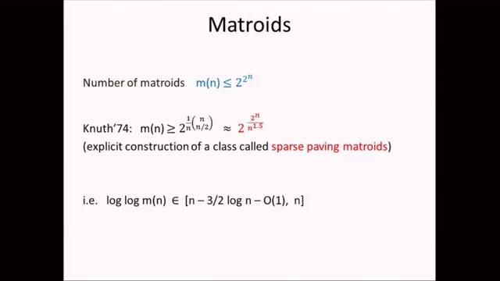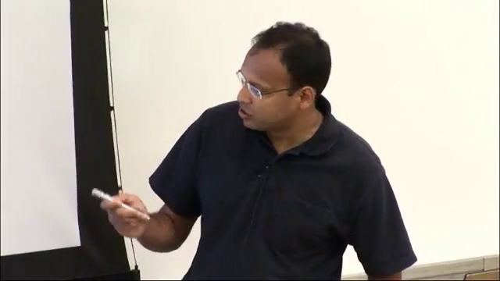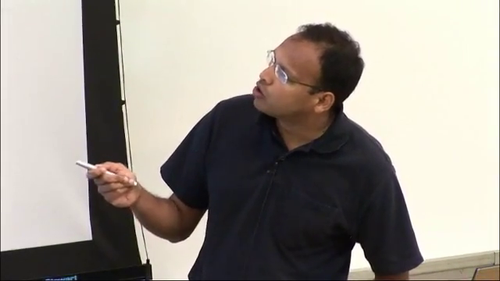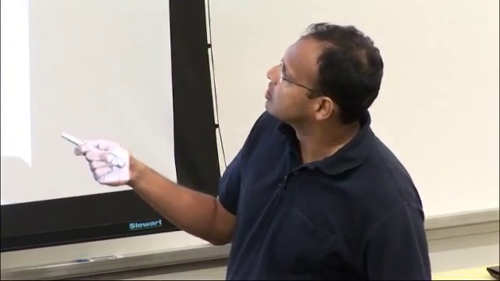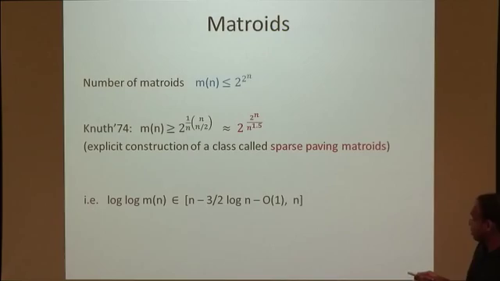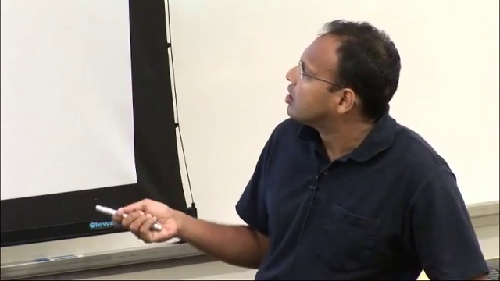Already in '74, almost 40 years ago, Knuth showed the following lower bound: the number of matroids is at least 2 to this number. It's 1 over n times the central binomial coefficient. Since n choose n over 2 is roughly 2 to the n over root n, it is roughly like this. The way he did it, and we'll see this proof in a few slides, is he constructed an explicit class of matroids, what are known as sparse paving matroids, and showed that their number is this much.